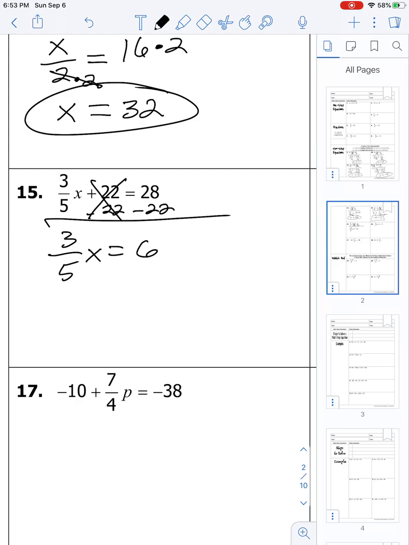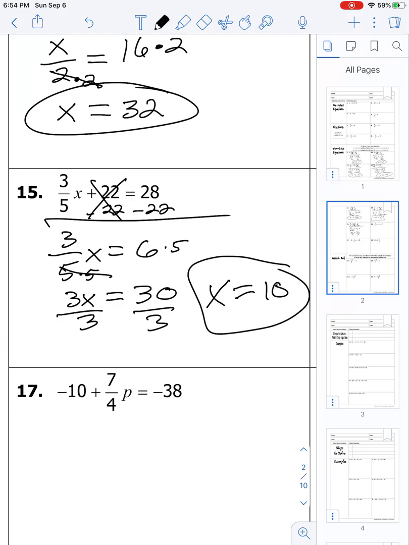And if you want to keep it consistent the way that we've been doing it, you can get rid of the number on the bottom by multiplying by the number on the bottom. That cancels it out. So it leaves me with 3x equals 30. And then, obviously, divide by 3, x equals 10 is our answer.